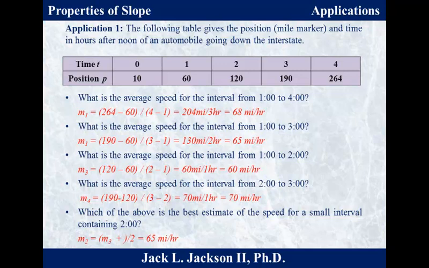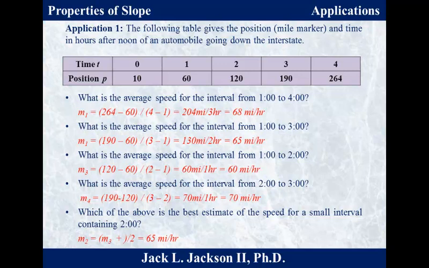Unfortunately, 1 hour increment is the smallest we can make it in this particular table. But if we had a table with more information in it, if we checked our position more than once an hour, perhaps we could get a better estimate of our speed at a particular time.